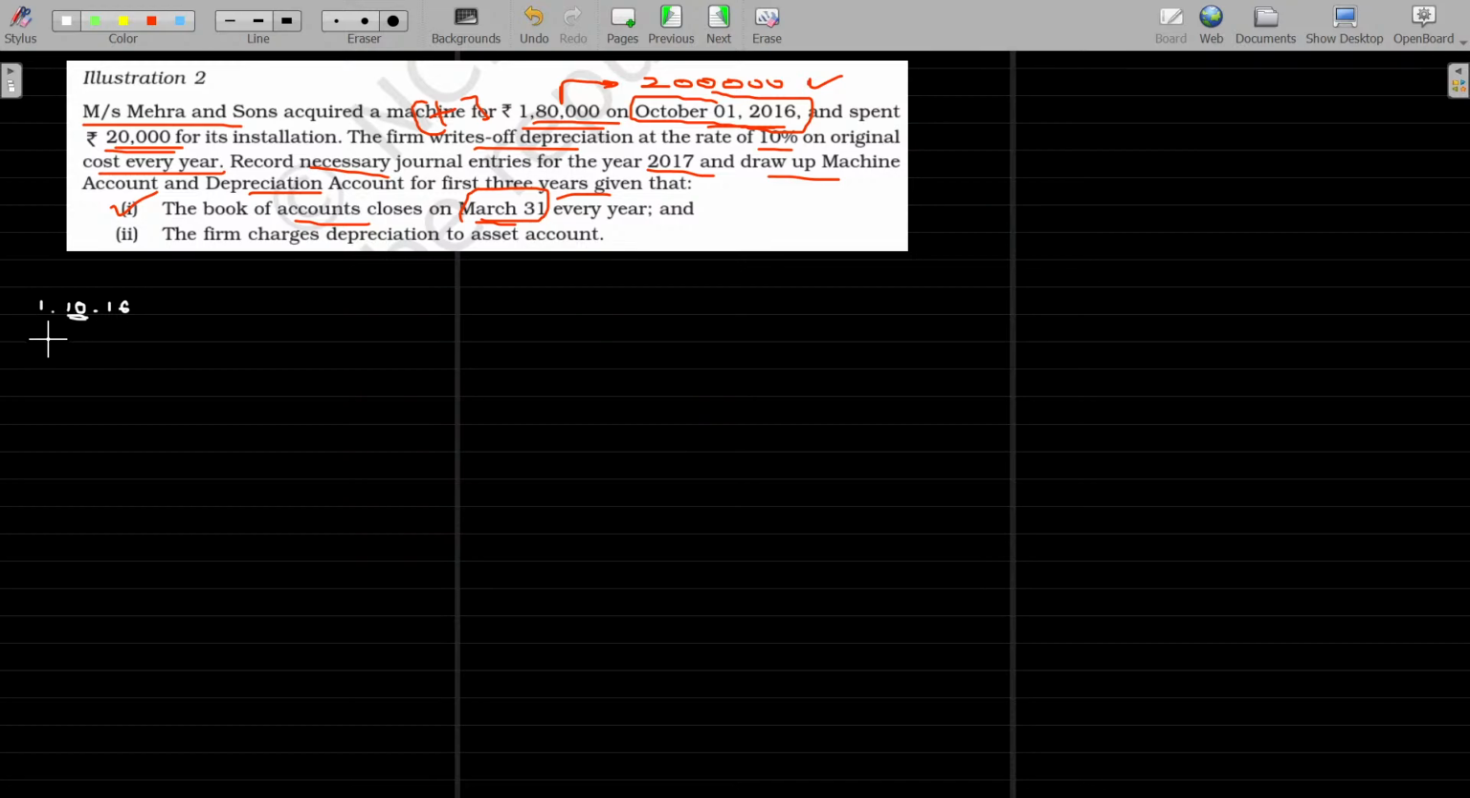Further, the journal entry being machine account debit to bank account, the value being 2 lakhs.